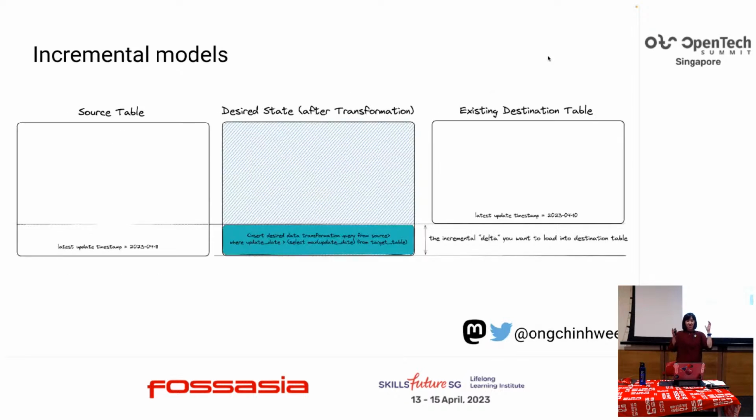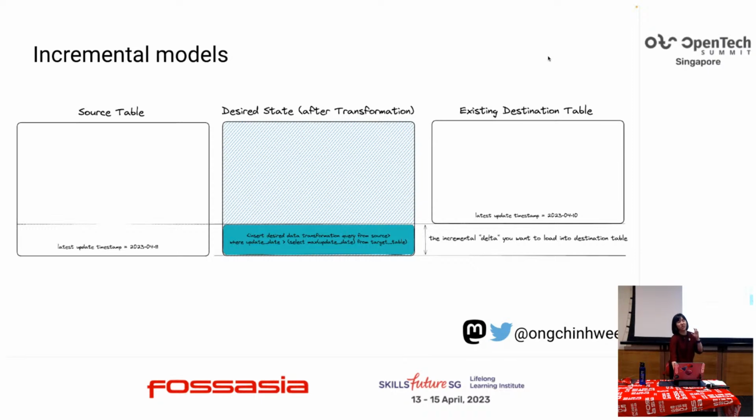Now, something like this. It takes a bit of work, but you need to determine what is the incremental load that you would like to load. Because it's typically what has changed since you previously ran your last scheduled job. You need to get the delta.